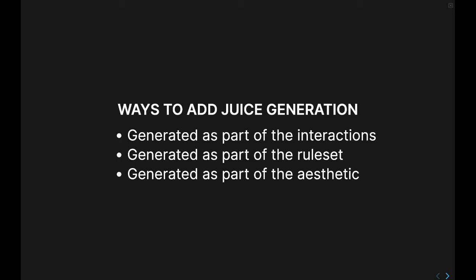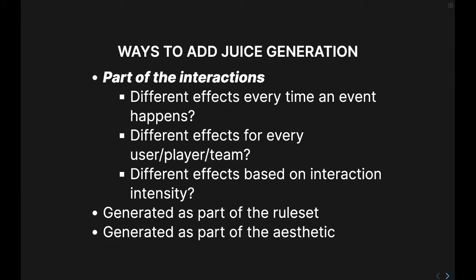Now, if you wanted to add juice generation, there are three different points at which you can insert juice generation into your generator. Either it can be part of the interactions of the artifact you create, or it can be part of the generated rule set. Lastly, it can be pre-generated as part of the aesthetic. Now, if you want to have it as part of the interactions, there are also many different things that you can do. For instance, you could have different effects every time an event happens. Or you could have different effects for every user or player or every session. Or you can have different effects based on interaction intensity. How fast is it going?